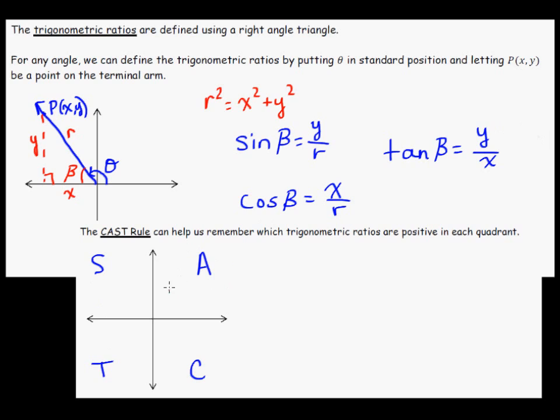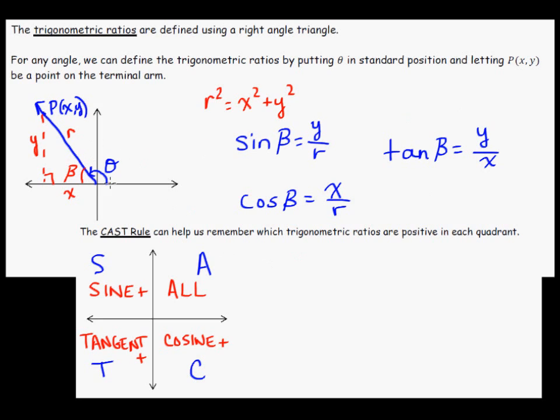So the A means that all ratios are positive in quadrant 1. The S means that only the sine ratio is positive in quadrant 2. The T means that only tangent is positive in quadrant 3. And the C means that only the cosine ratio is positive in quadrant 4. So here in the previous example, we were looking at only the sine, cosine, and tangent ratios for angle beta, which is the related acute.